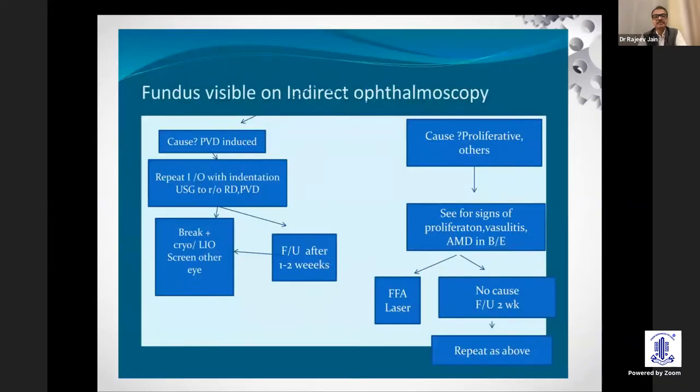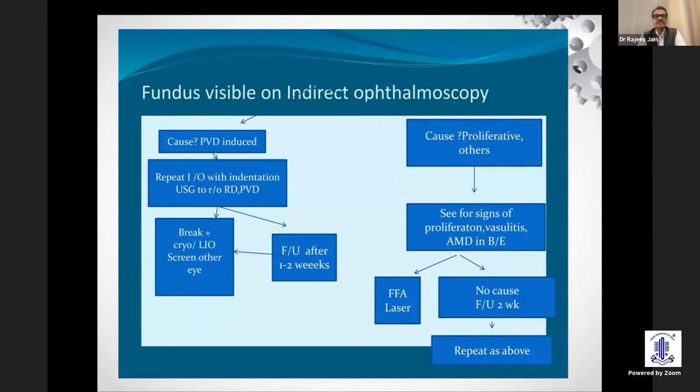So if the patient comes with a vitreous hemorrhage, we do dilated indirect ophthalmoscopy with adequate indentation. If we are able to find any break, you laser the break. Or if it's not laserable, but you can still see it, it's always better to cryo the break and keep the patient under follow-up.